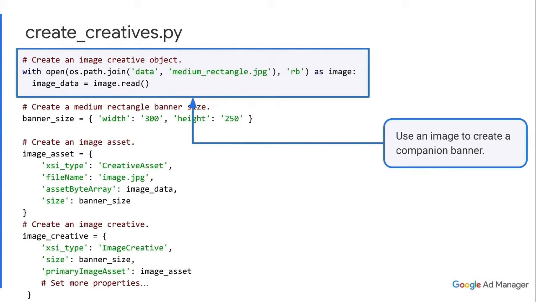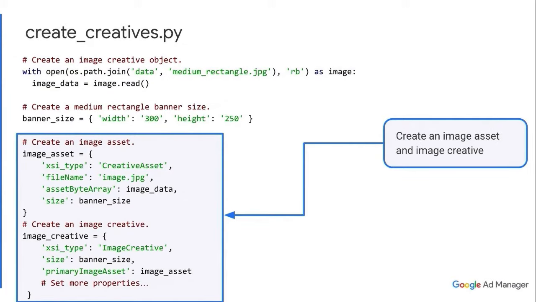Now for the companion banner, I use a local image file. In this case, it is the medium rectangle JPG. When Python reads the image file, it returns a binary array for the image data. That binary array is needed for the assets byte array field when creating an image asset object. Then you can create an image creative object from the image asset object.